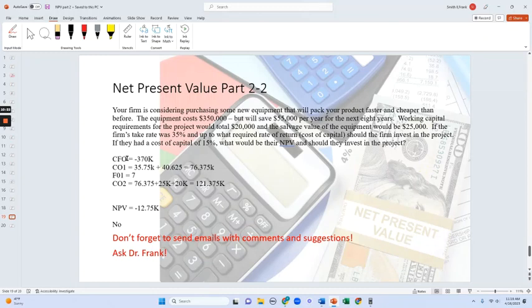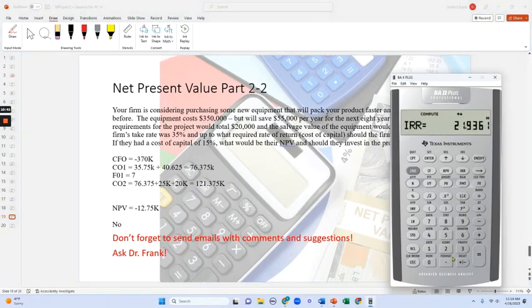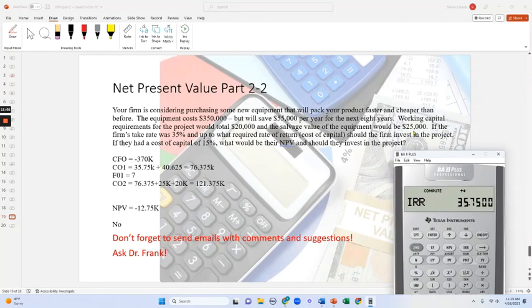So there you have your CF0, the 350 plus the 20 in working capital extra that you had to put in there. Then you have the 55,000. If you pay 35% taxes on it, you get to keep 65. So if you take the 55 times what you get to keep, 0.65, you realize that the net income each year is $35,750.